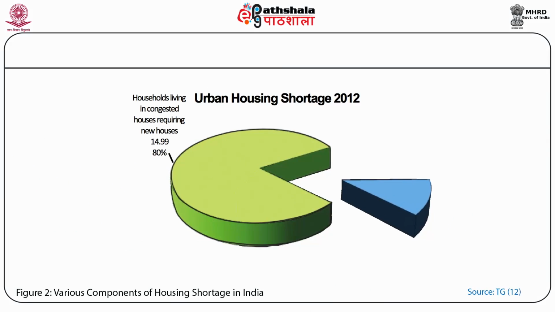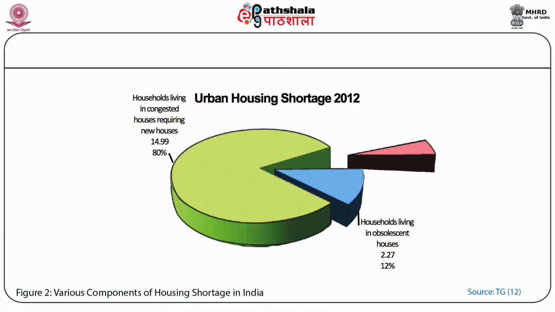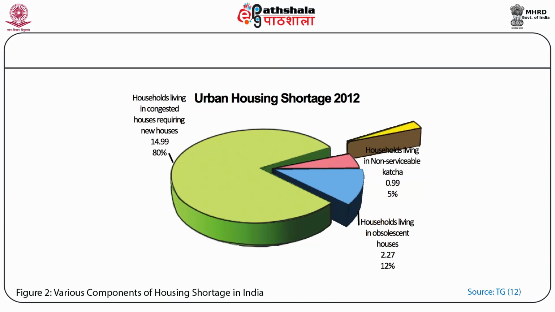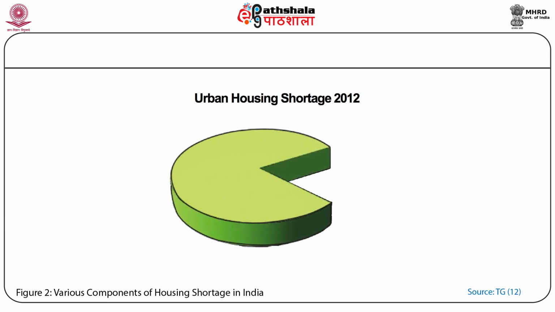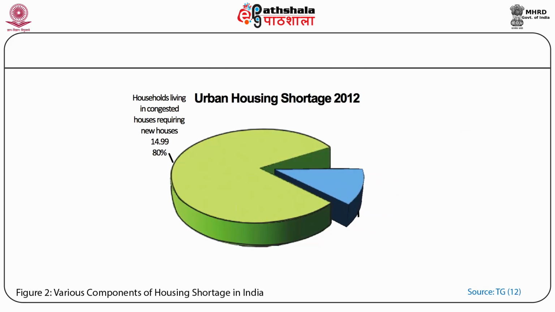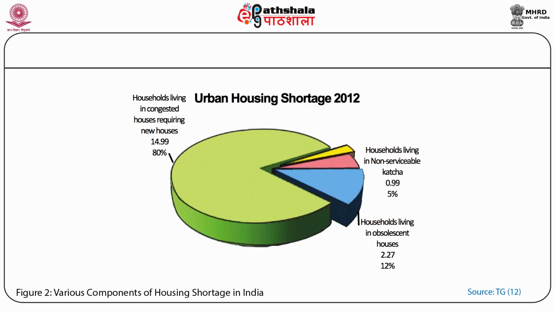The components of housing shortage in India. Figure 2 brings forth various components of housing shortage in the country. These include the obsolescence factor, congestion factor and homeless people. First, the obsolescence factor.